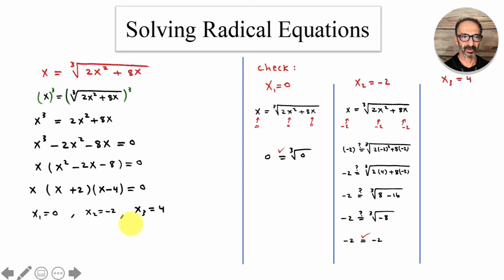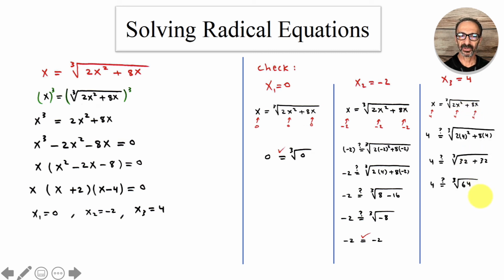X equals 4 now, the last one. Plug in 4 everywhere. Simplify. Take your time. Square root of 64 is 4, and also it's a true answer, a correct answer. 3 answers are accurate.